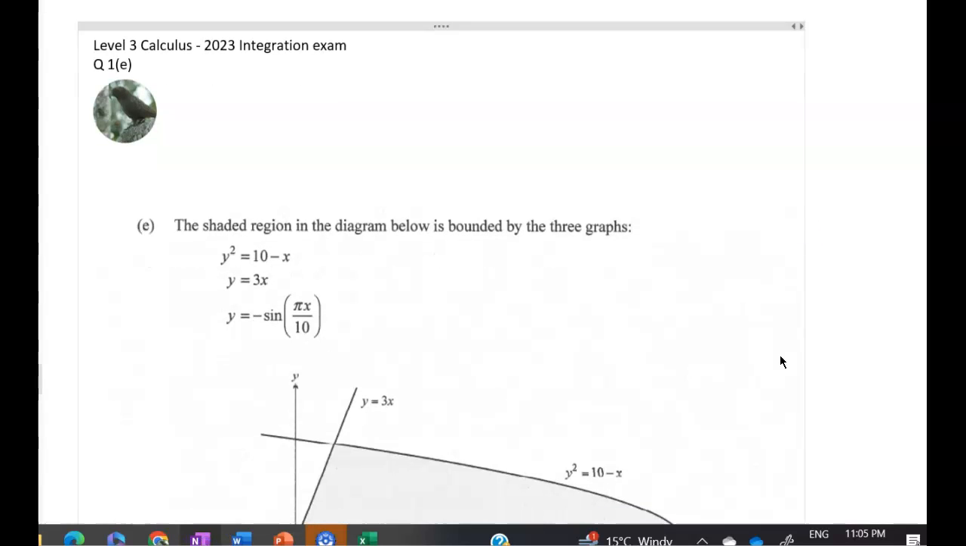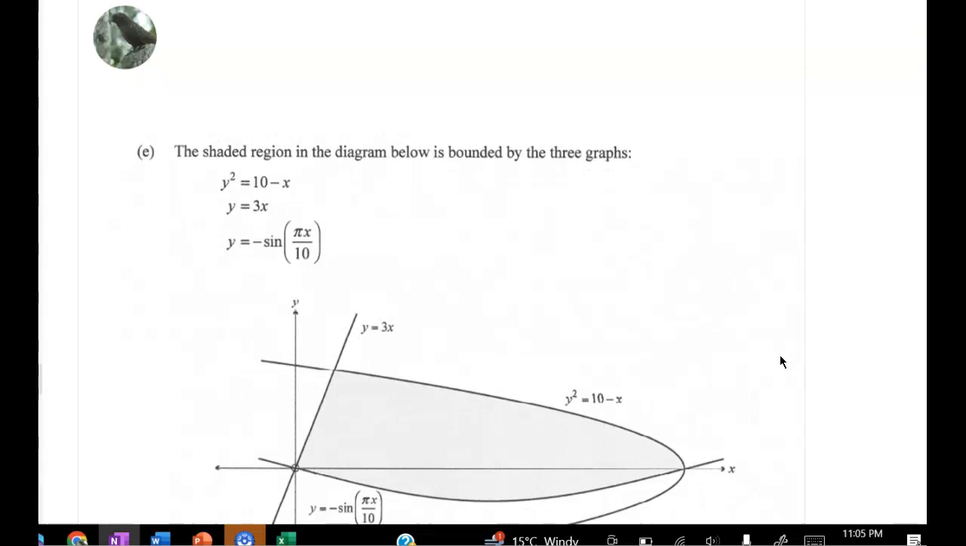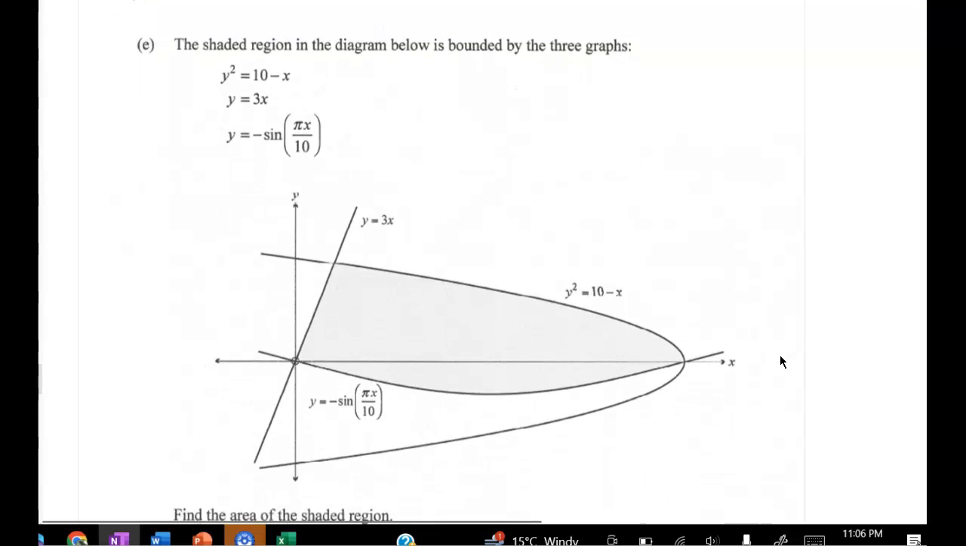Kia ora. This is the last video I'm going to do tonight, and this one is from the integration exam as well. And it's one where you've got to find the area bounded by three graphs. It's a really nice question as long as you go slowly. And we've got three graphs in here, or three functions in here.